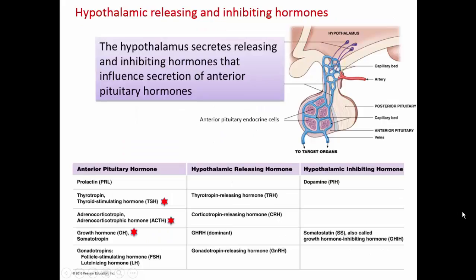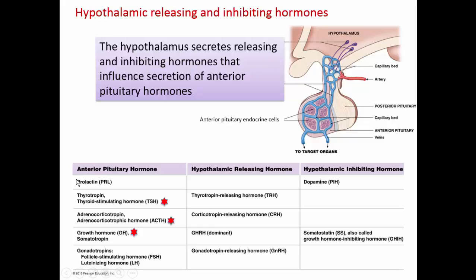A little more now on the hormones that are secreted by the hypothalamic neurons and control the anterior pituitary. The hypothalamus secretes what we call releasing and inhibiting hormones, and these are the trophic hormones that I mentioned a short while ago. These releasing and inhibiting hormones influence secretion of anterior pituitary hormones. And it's probably not surprising, based on the terms, that releasing hormones stimulate release of anterior pituitary hormones and inhibiting hormones inhibit release of anterior pituitary hormones.